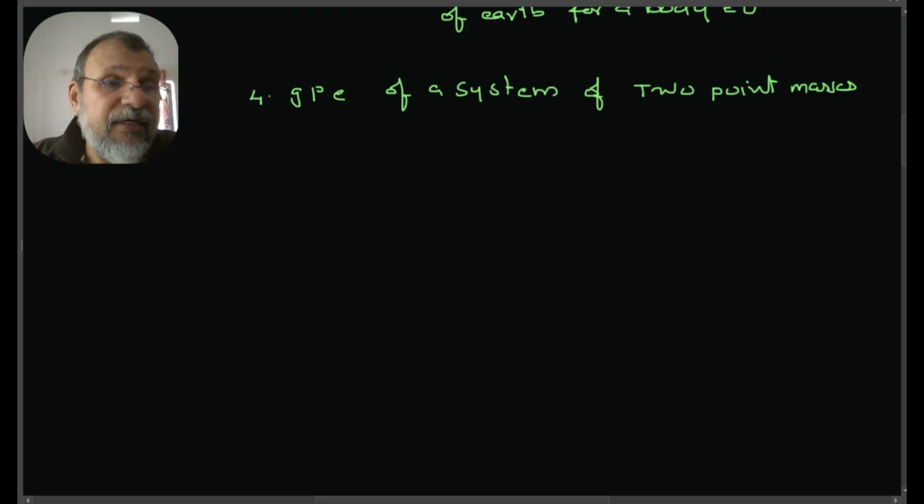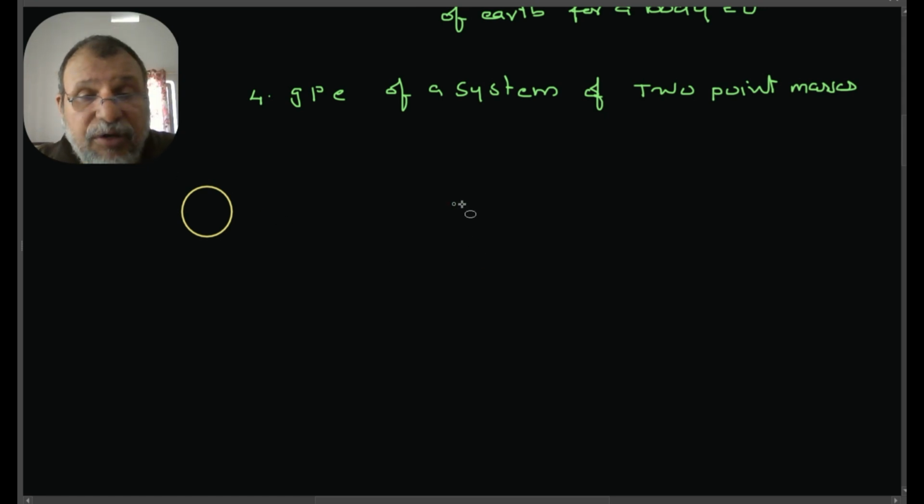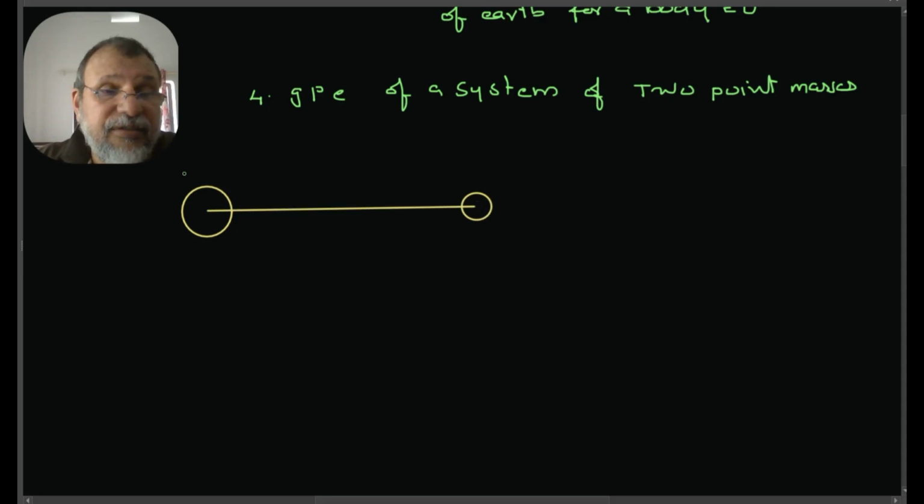So this is the first body. Then we have a second body in here. So we need to find out the gravitational potential energy of this system. This first body we take as capital M as the mass. For the second body, the mass is small m, and the separation between the two bodies is r.